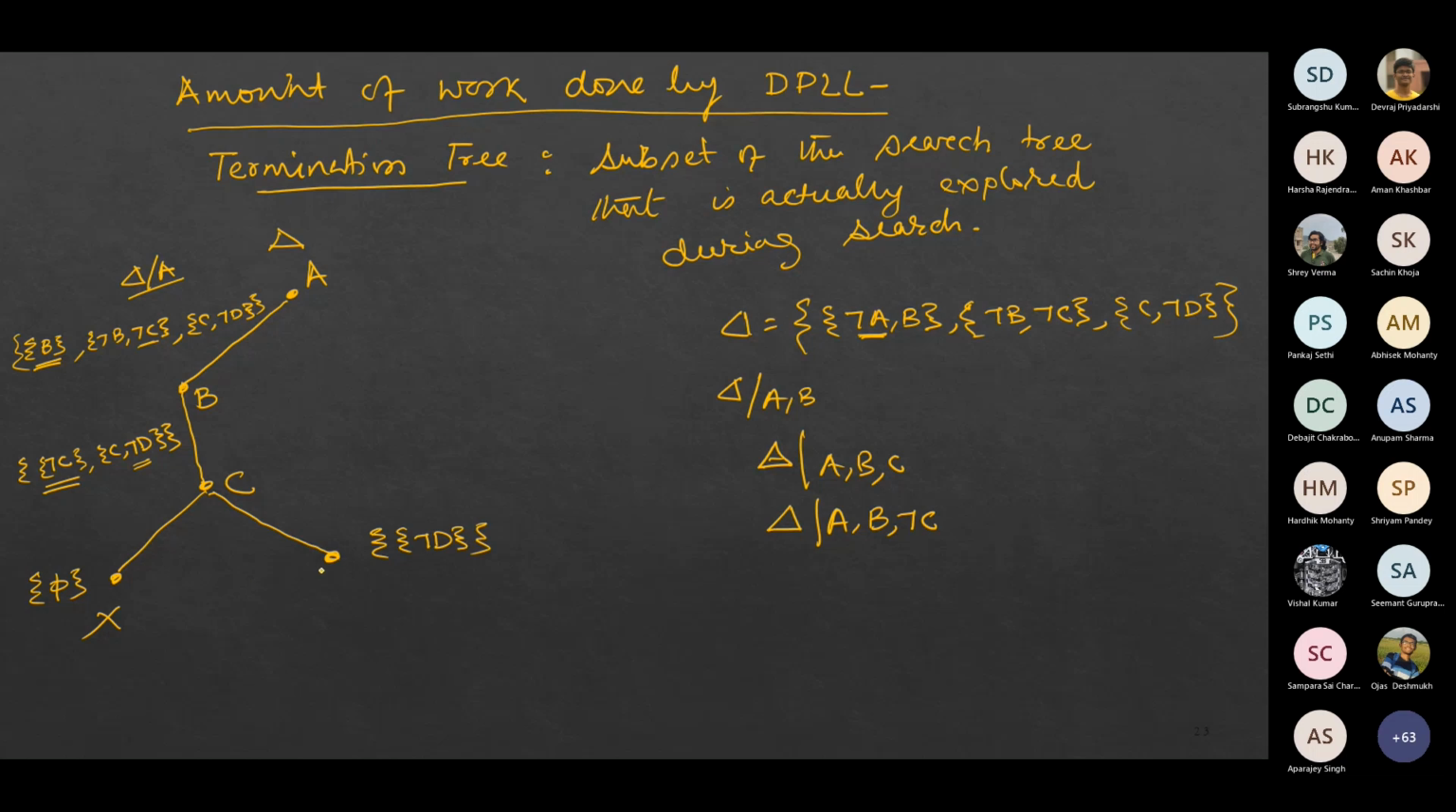Now the only variable remaining is D. So if we say D here, conditioning delta over A, B, not of C, D, we get a contradiction here. And we just set it to be false. So we have A, B, not of C, not of D, and we get a satisfaction.